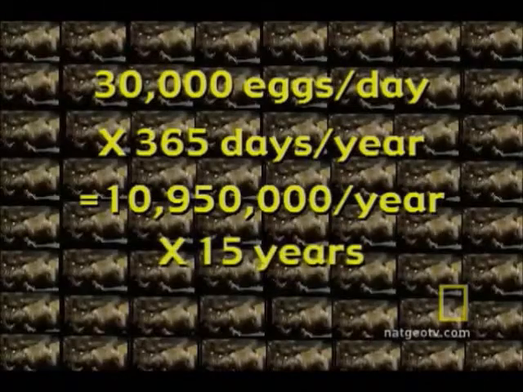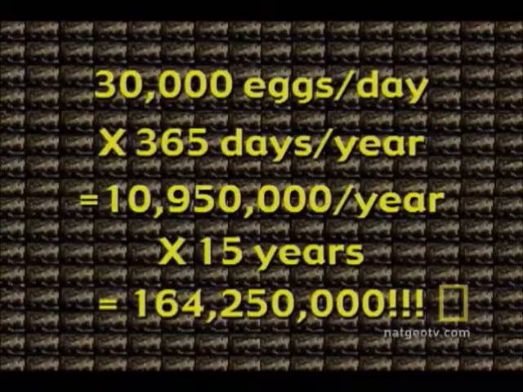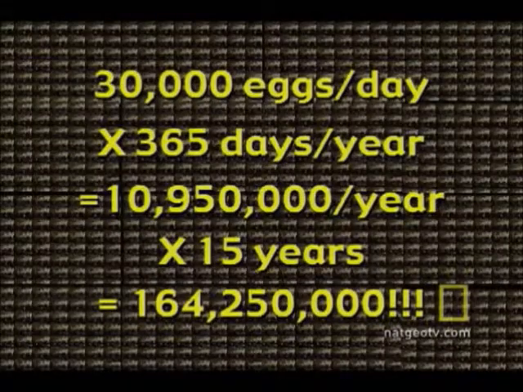Times 15 years, the life of a queen, this body will crank out 164,250,000 eggs in her lifetime. No wonder she needs so many attendants.